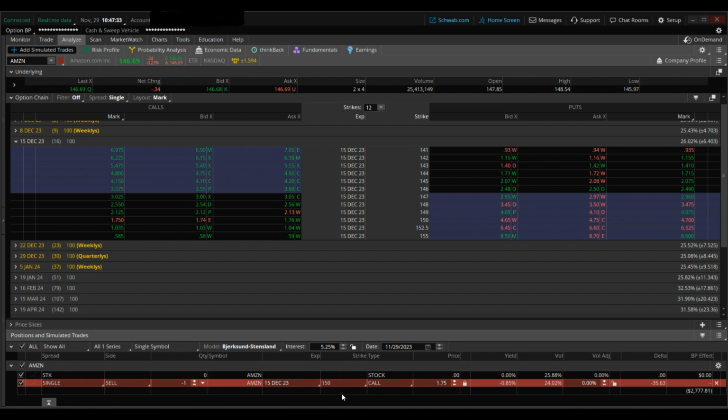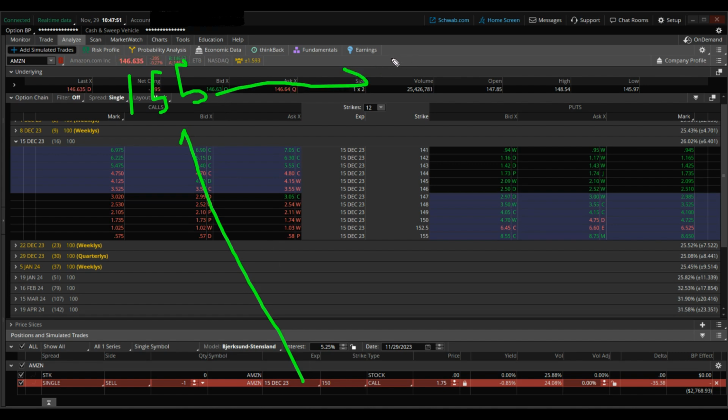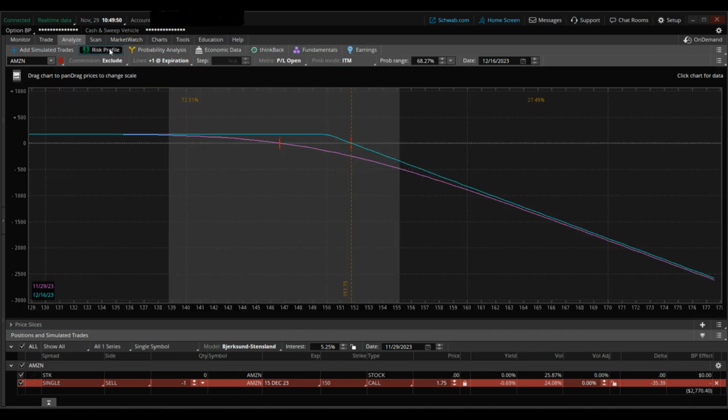And how do I provide those shares? I go buy them at the market price. So let's say Amazon right now is at 155, right? Me, as the option seller, I have to go buy it at 155 and sell it to the option buyer for 150, which is the strike price we agreed on right here. Okay, that's if he decides to execute his right. Let's go to the risk profile and see how our position looks.